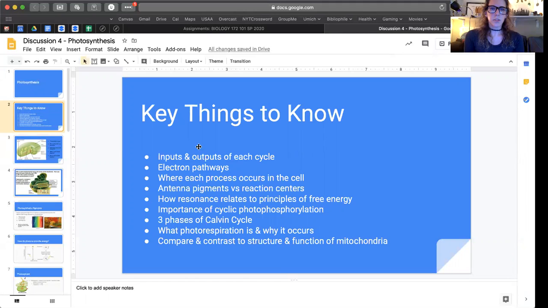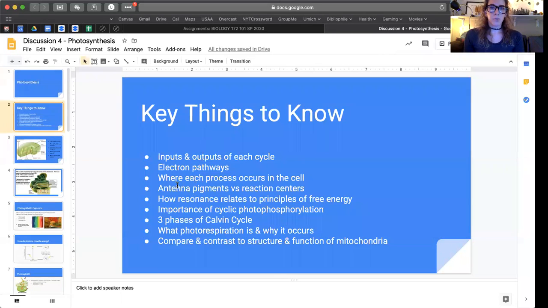So I want you guys to be familiar with the inputs and outputs of each of the cycles, the path of the electrons, where the electrons are flowing, and how that relates to free energy, which will be really important. Also where each process occurs in the cell. I don't want it to become so in depth that you guys forget the concept of where we actually are physically.